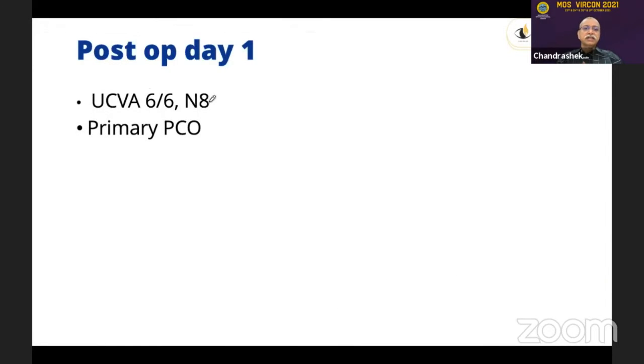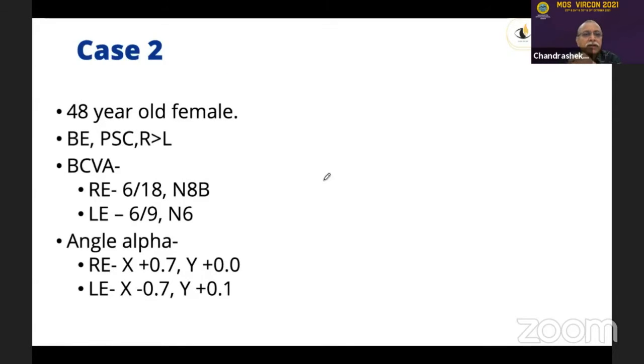Post-operatively, she was 6/6 and N8. Mind you, she has a thin primary PCO. In spite of that, the vision is 6/6 and N8. And the patient is still quite happy because with +1, she is able to read even the smallest print. Of course, after the YAG capsulotomy, maybe her vision will improve, but as of now, it is N8.